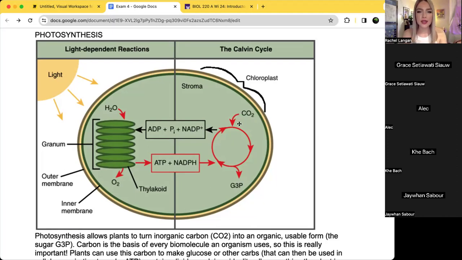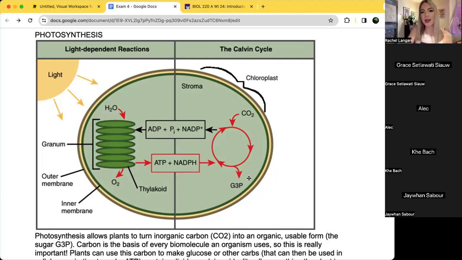The whole crazy thing that photosynthesis does is it takes this inaccessible carbon right there, that inorganic carbon of CO2, and it incorporates it into an organic form, into this sugar G3P. That's crazy. We cannot do that. We can't take inorganic carbon and use it ourselves. Plants can because of photosynthesis. So that is the thing photosynthesis accomplishes.